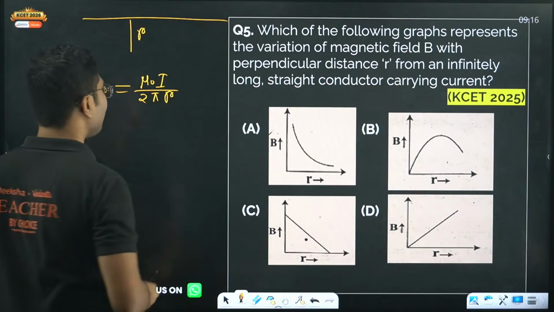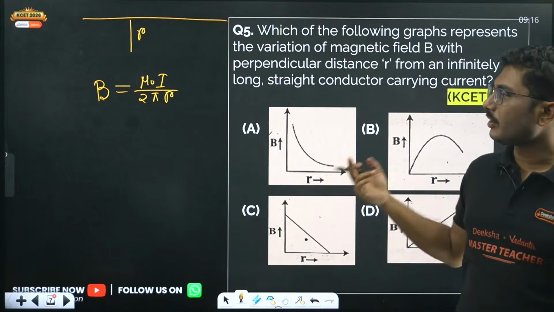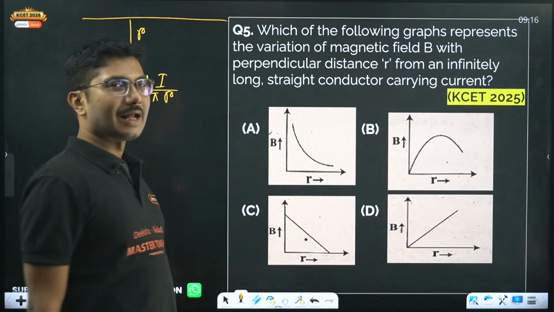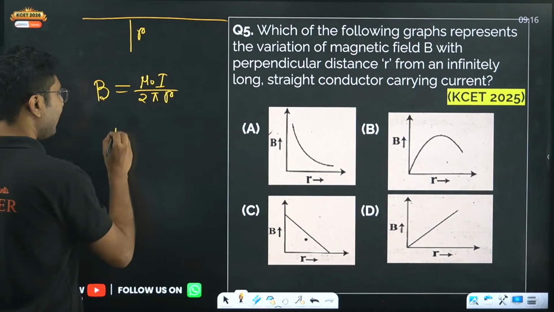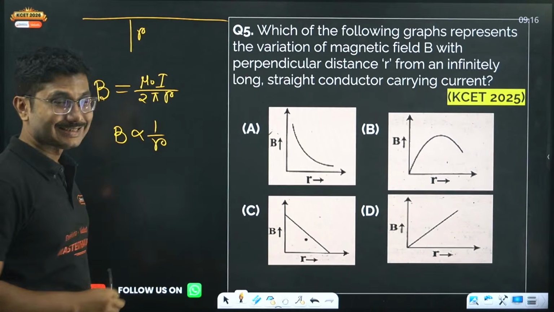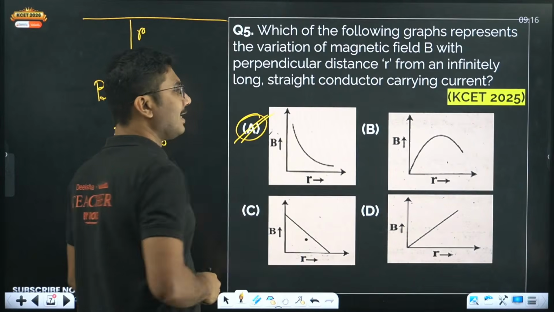Okay, so this is the formula for a current carrying wire. You can use Ampere's circuital law to find this, very easy derivation. Okay, so what is the graph? Magnetic field is inversely proportional to the distance. That means obviously an inverse proportional graph, so option A is correct.